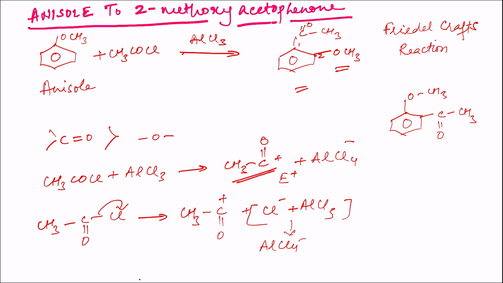While doing the conversion, first identify the reactant and the product, and then identify the group which is getting introduced in the product. For example, in this conversion, when anisole is changing to 2-methoxy acetophenone, the CH3CO group is getting substituted on the benzene ring. So the next step is to decide how to substitute the CH3CO group. For that, Friedel-Crafts reaction will be used.